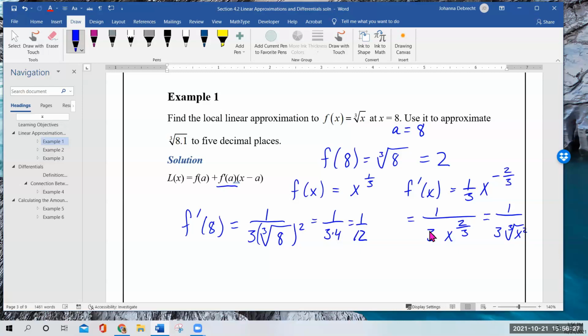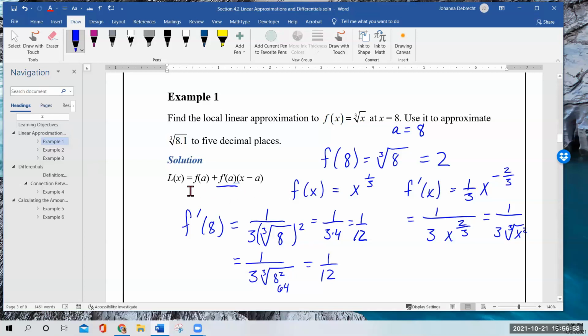You could also have done it in the other order, where you do 1/3 times the cube root of 8 squared, which would give you 64. The cube root of 64 is 4, and you still end up with 1/12. However, it's easier to make it smaller first and then to make it larger. So we typically do the cube root first and then raise it to the power. What's the next thing that we want to do?